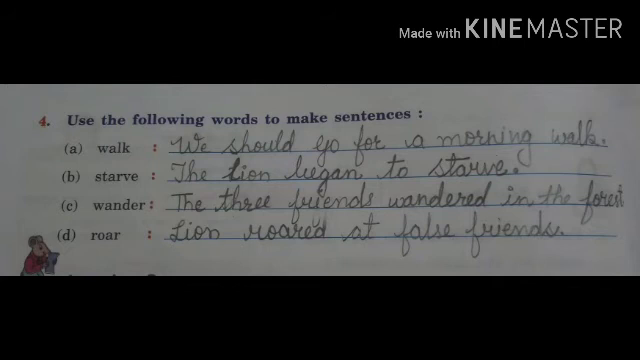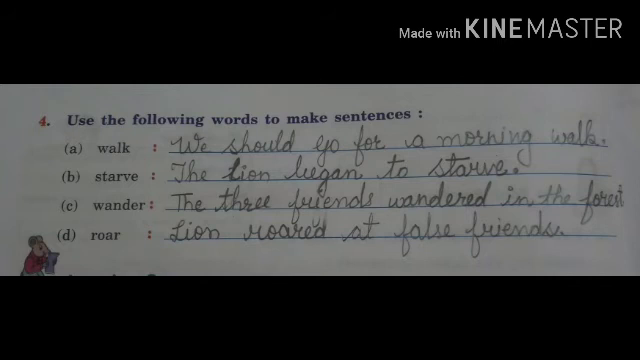So our first word is walk. Now we are going to make a sentence. We should go for a morning walk. Yes, it is very necessary for all of you and for all of us to go for a morning walk regularly. Second, starve. Starve means suffer from hunger.